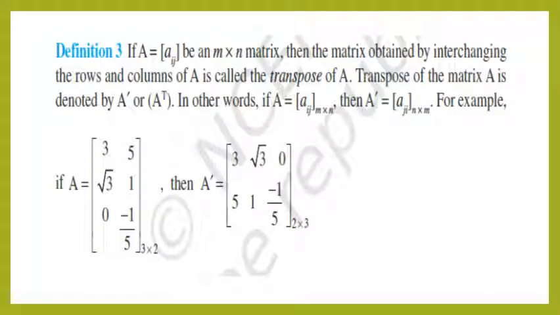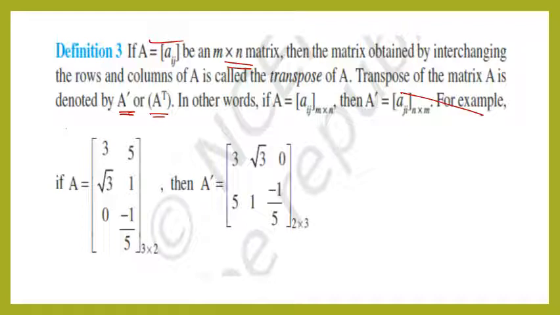A = [a_ij] is a matrix of order m by n. Then a matrix obtained by interchanging the rows and columns of A is called a transpose of A. That means rows should become columns and columns should become rows. The transpose of the matrix A is denoted either by A transpose or A raised to T, A^T. In other words, if A = [a_ij] is a matrix of order m by n, then A transpose is [a_ji], of order n by m.